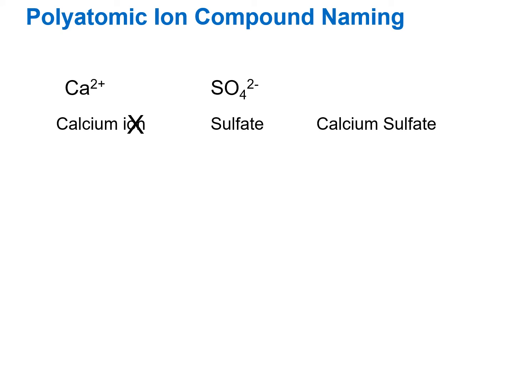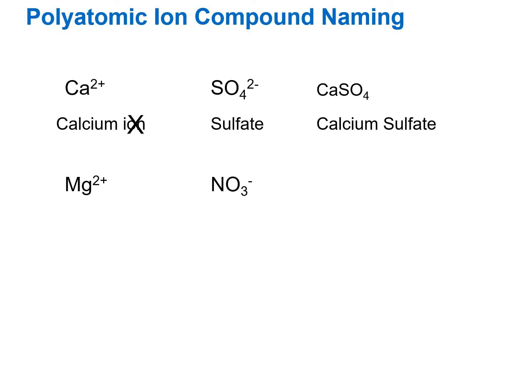Now, can we come up with a formula right here on the spot for calcium sulfate? Well, let's look at our charges. Calcium has a positive 2. The sulfate polyatomic ion has a negative 2. If we have one of each, we'll have a neutral compound because positive 2 and negative 2 cancel each other out. So we could simply write this as Ca for our calcium and SO4 for our sulfate. And we have created the formula right here on the spot without a great deal of extra work. Let's try another one.